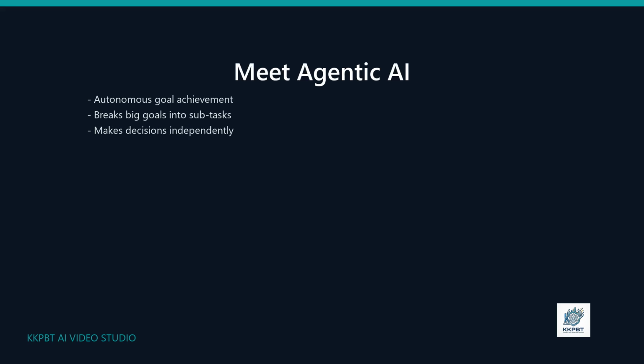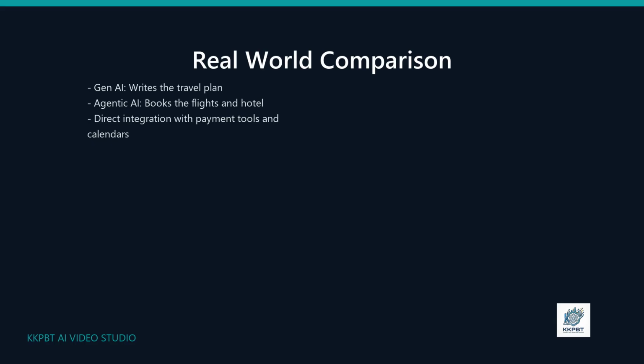Now, enter Agentic AI. Agentic AI takes things a step further. Instead of just answering your prompt with words, an AI agent takes on a goal and autonomously works to achieve it with minimal human guidance. Imagine planning that Paris trip. Generative AI writes the plan, but you still have to search and pay. Agentic AI actually searches flights, compares prices, books the hotel using external tools, and adds it to your calendar.